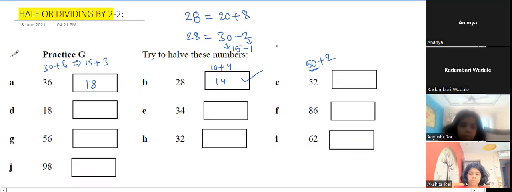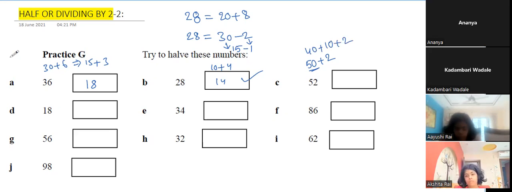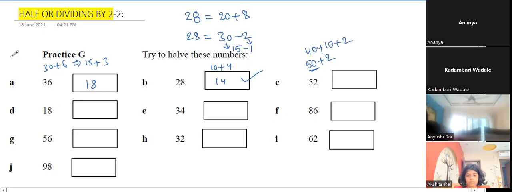Okay, see, let me explain. This half of 50 you are not able to do, right? Then go one more step: 40 plus 10, which is 50, and then 2. Half of 40 is 20. Half of 10 is 5. Half of 2 is 1. Add all these numbers: 20 plus 5 plus 1 is 26. Got it? Right.